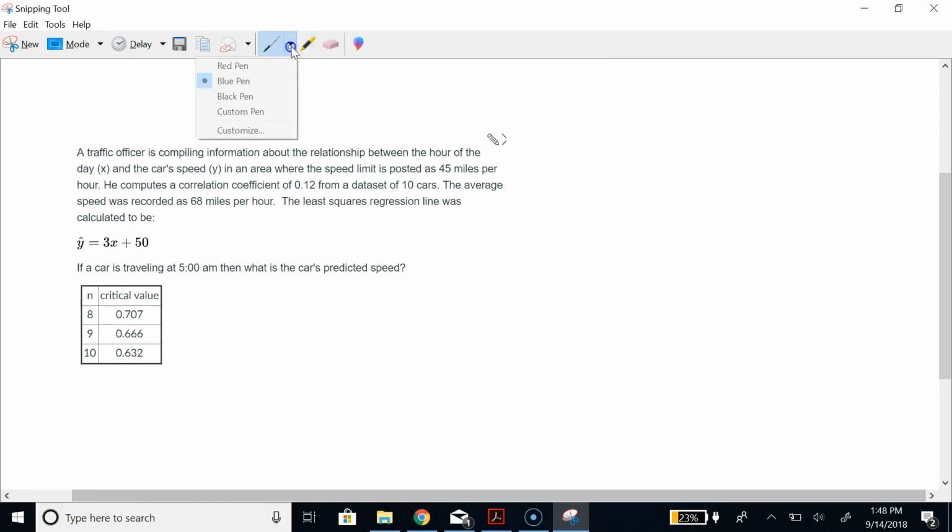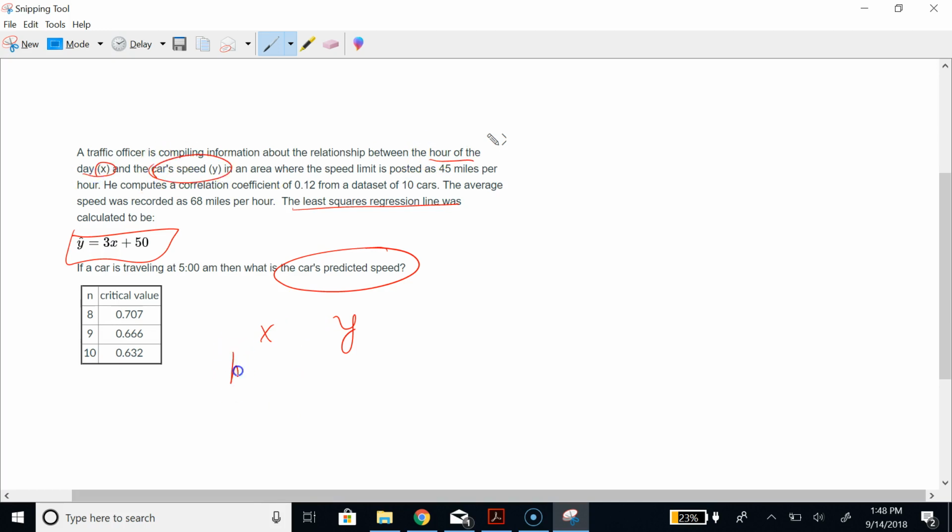Now this is a similar question, and here you have to find the car's predicted speed, and the given is an equation called the least squares regression line. There are two variables x and y, but they are not listed here. Notice that x is the hour of the day and y is the car speed. The question asks, what is the predicted speed of a car that is traveling at 5 a.m.? Pretty much 5 a.m. is here.